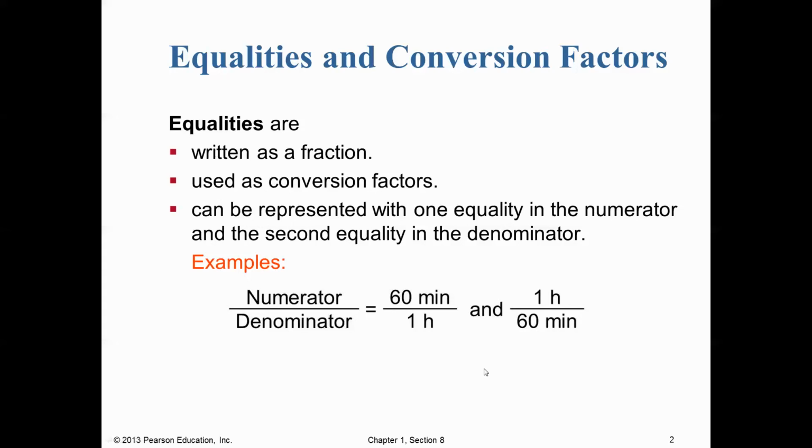Using the equality that 60 minutes equals 1 hour, we can create two different conversion factors. These conversion factors are ratios. We can say there are 60 minutes per 1 hour, or there are 1 hour per 60 minutes. Both these statements are mathematically correct. So how do we know which one to use? Well, that depends on the task that we're given.